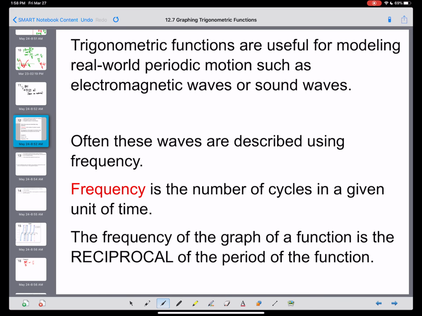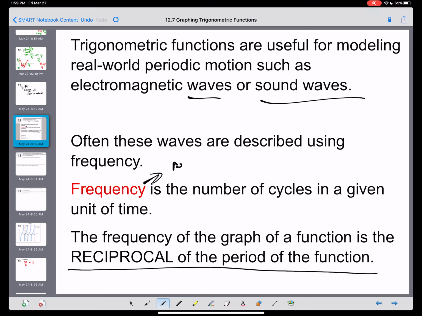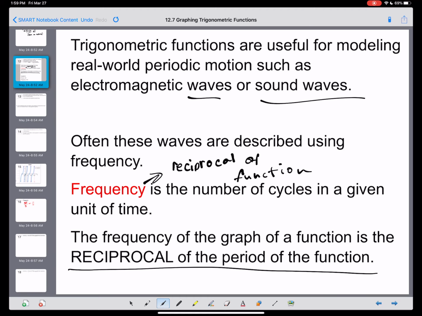All right, trigonometric functions are useful for modeling real-life periodic motion, such as waves and sound waves. Pretty cool. Often these waves are described using frequency. Frequency is the number of cycles in a given time. The frequency of a graph of a function is the reciprocal of the period of the function. So frequency is the reciprocal of the period. Feel free to pause and copy down.